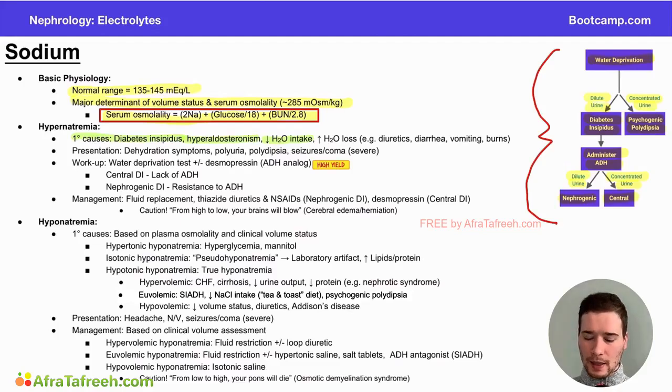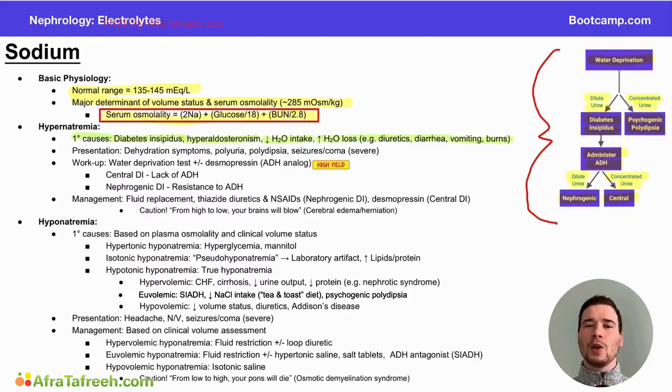And finally, things that cause increased water loss. So diuretics, diarrhea, vomiting, or burns are all different scenarios in which patients can lose excess free water without necessarily losing the sodium as well. So again, we disrupt this balance.